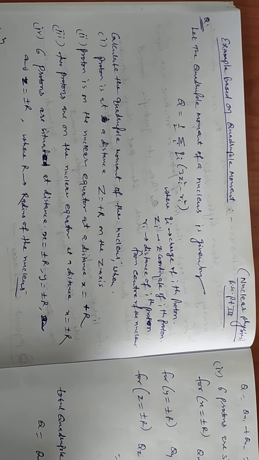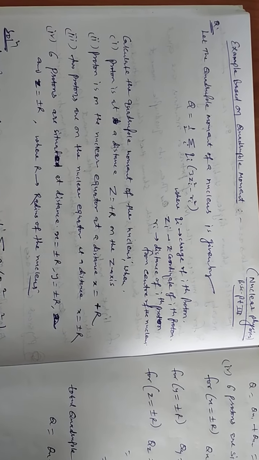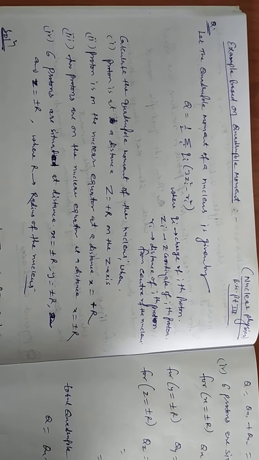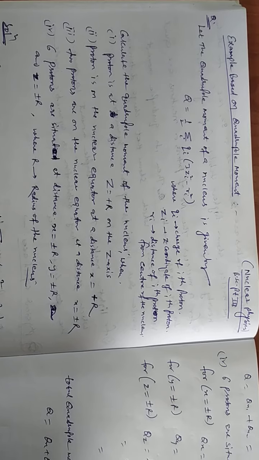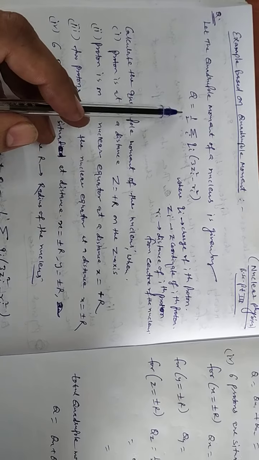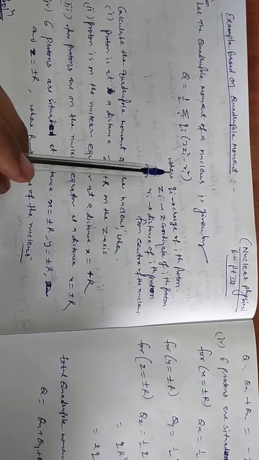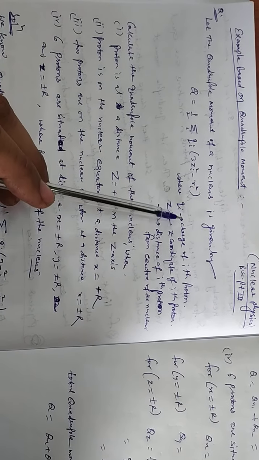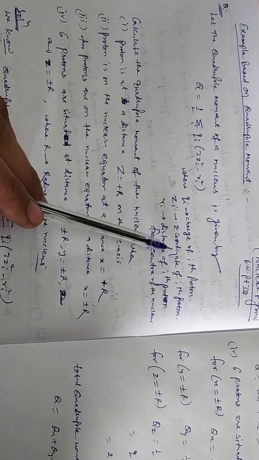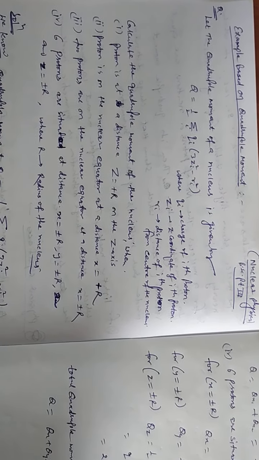Today we are taking an example which is based on nuclear quadrupole moment. Let us see what is the example. Quadrupole moment is given by this equation, which is familiar. Q is equal to half summation of Qi into this expression, where Qi is the charge of the ith proton, Z is the z coordinate of the ith proton, and R is the distance of the ith proton from the center of the nucleus.